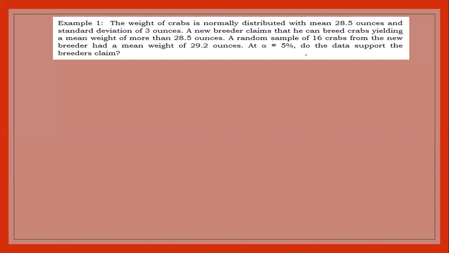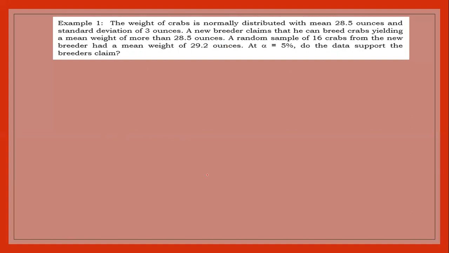So sabi dito, at 5% level of significance, does the data support the breeder's claim? Ang 5% po dito, this is our alpha or level of significance. Anong importance nito? Or how do we interpret this? Ang 5%, that is the probability of error. Okay, so whatever conclusion na ibibigay natin dito sa study na to, we are just giving a conclusion that is 95% correct or 95% accurate. Kasi nga ang pinagbasihan lang naman natin is sample data.